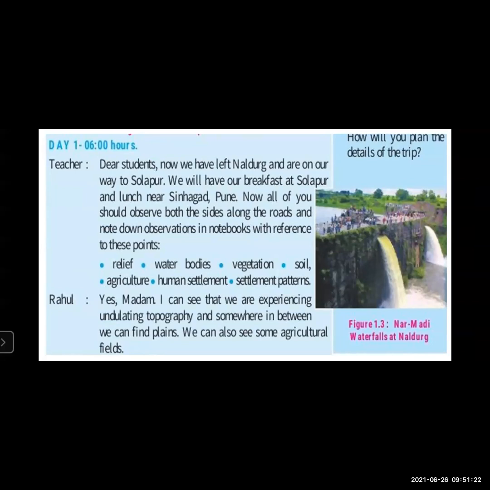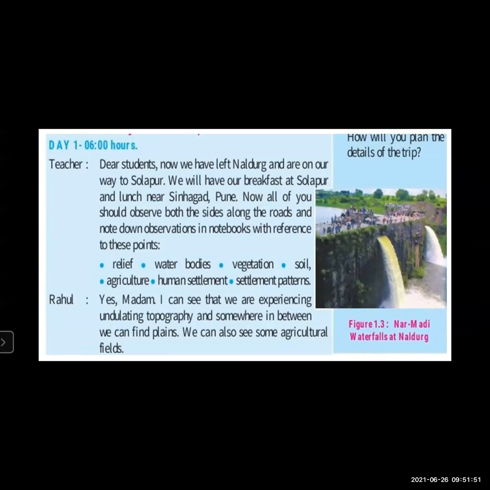See, the teacher is saying something to the students. Dear students, now we have left Naldur and are on our way to Solapur. We will have our breakfast at Solapur and lunch near Sinagar. So while moving from Naldur to Sinagar, they will halt at Solapur first. They will have their breakfast. They will observe something near Solapur and then they will take their lunch near Sinagar at Pune.